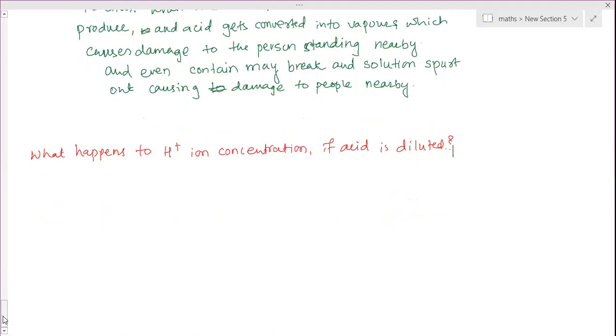H plus means in terms of H3O plus, both we are considering comparably. How many H plus ions are there? That many H3O plus ions are formed. So it will not change.